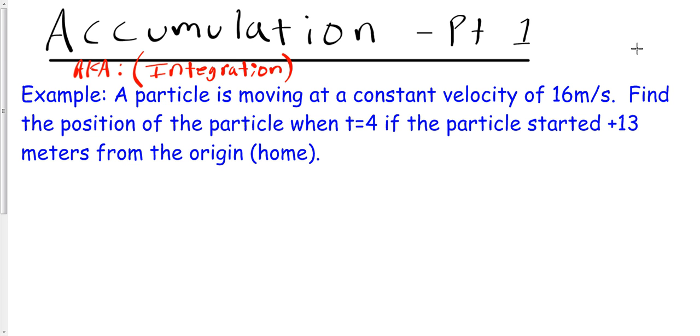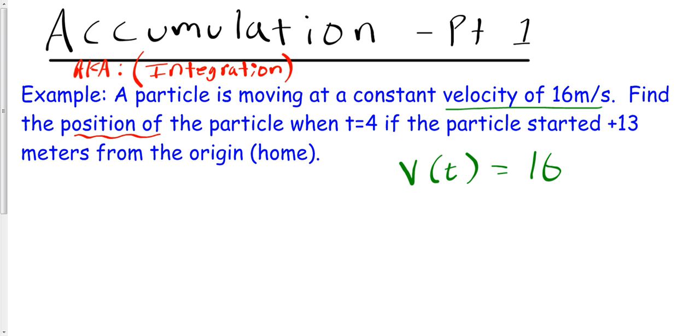So this is an example you can do without calculus. A particle is moving at a constant velocity of 16 meters per second. So I do want to get a little bit of calculus-like notation in here. So v of t equals 16. We could just kind of say that. Find the position of the particle when t equals 4.